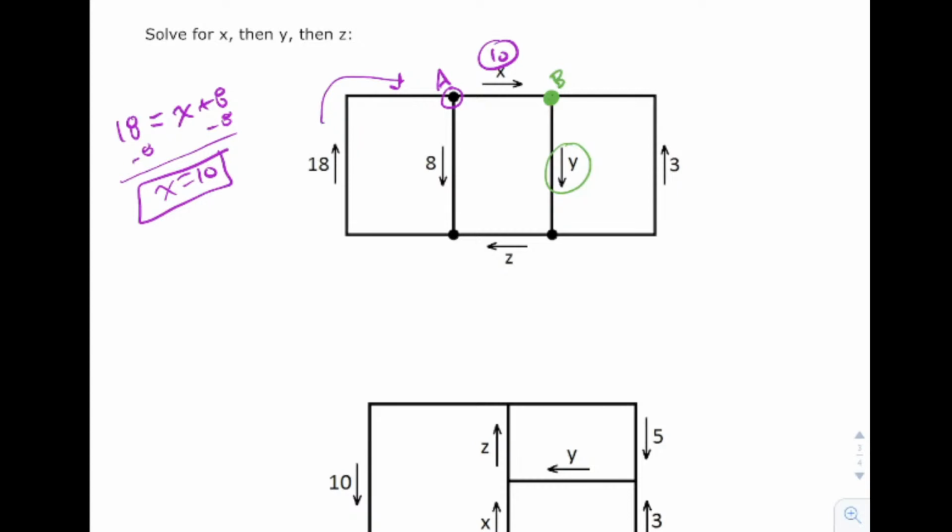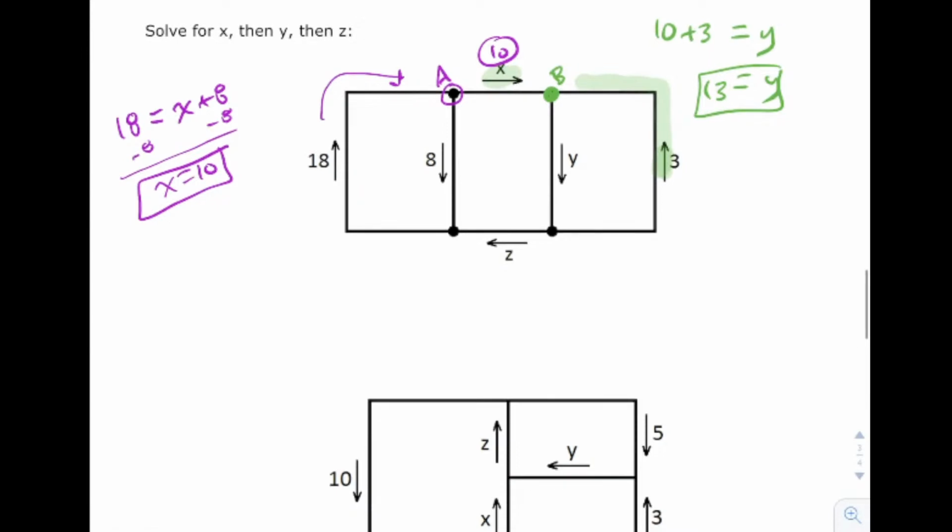What goes into B? I'll tell you what goes into B. This goes into B. It says X, but it's 10, right? We know what that is. 10 goes in. What else goes into B? Well, if you follow this 3 around, the 3 goes into B. So I got a 10 plus a 3. Those both go into junction B. And then what leaves is Y. And so Y must be 13. Boy, that wasn't so bad of an equation. Y is equal to 13. Let's replace that right there. This is a 13. Cool.